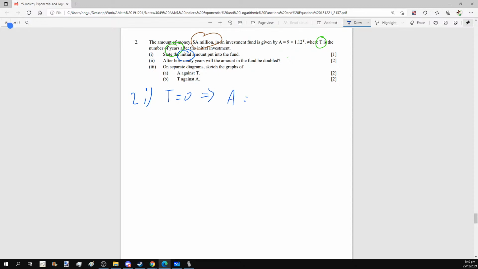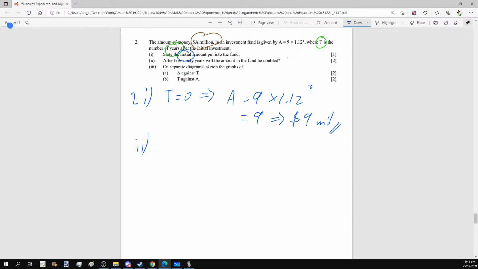And therefore A will be equal to 9 times 1.12 to the power of 0. Obviously this will be equal to 9. In other words, we expect an initial of 9 million. Don't forget to answer the question and tell me $9 million. Don't just say 9. Alright? Remember, math exams are customer service. Give them what they want.